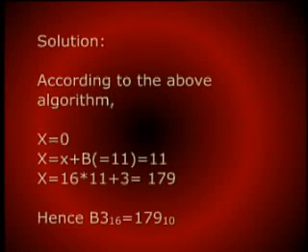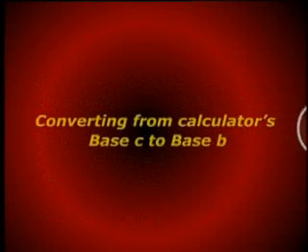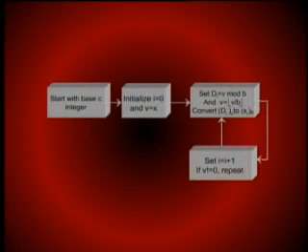Then we multiply this 11 with the base, which is 16. So 16 times 11, and we add the next digit read as 3 in this case. So it would be 179. Therefore, the equivalent decimal value would be 179 with base 10.